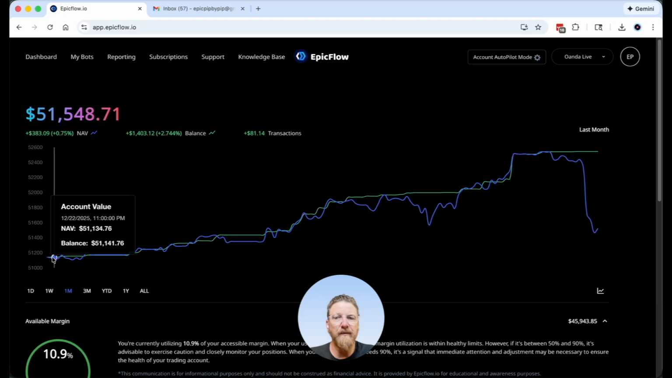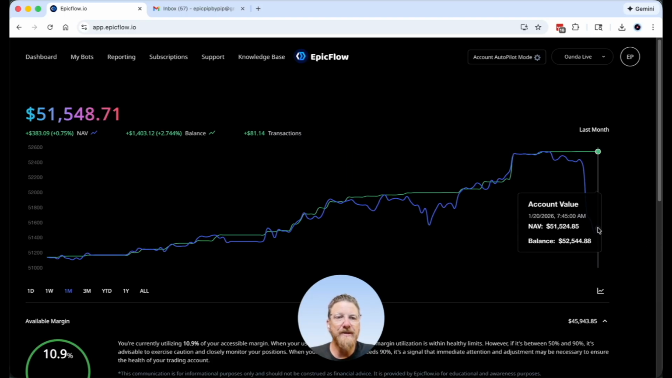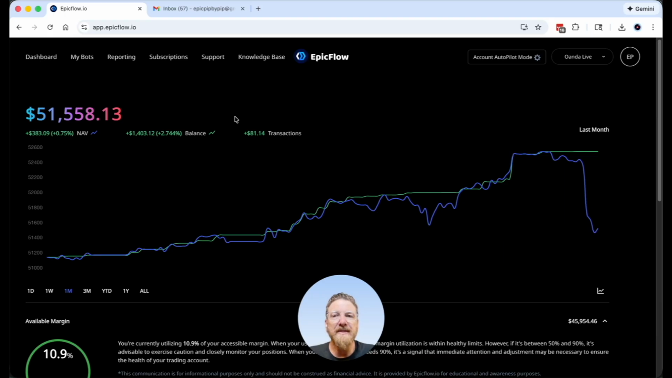Okay, so what we're looking at right now is our main dashboard. And you can see that we started this back on December 22nd. Today is January 20th. So we've been running this a month, just shy. And we can see here that in those 4 weeks, we have had a gain of 2.7%, roughly.